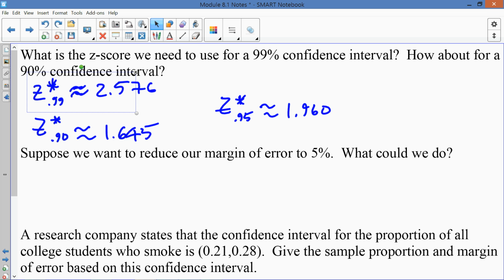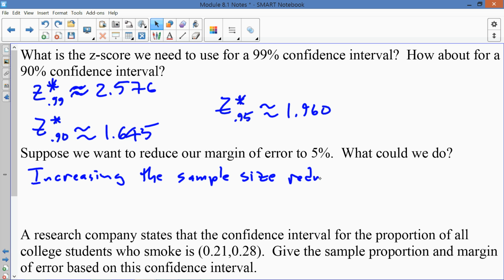All right, to reduce our margin of error, we could increase sample size, as I just mentioned, because bigger samples should have more accurate results, and thus I should be able to use a smaller margin of error. Increasing the sample size reduces the margin of error.